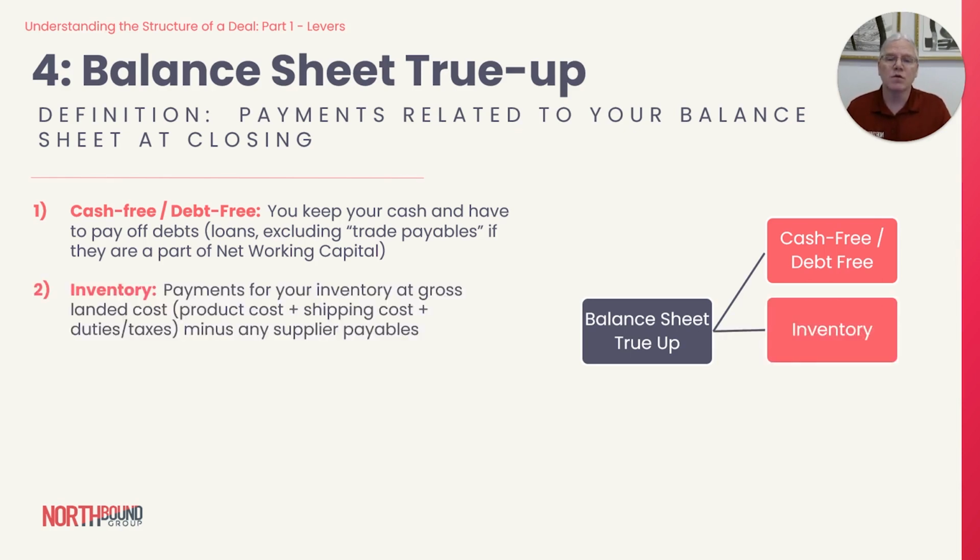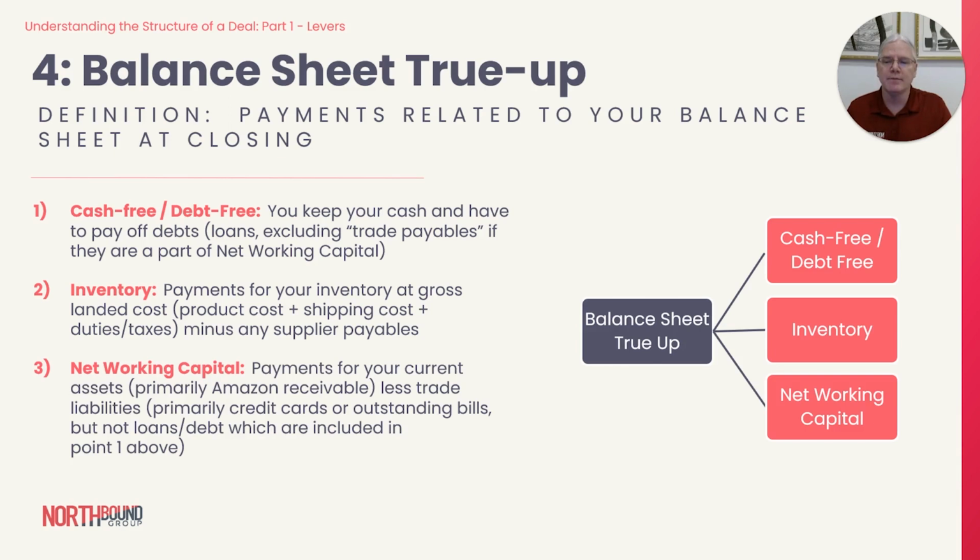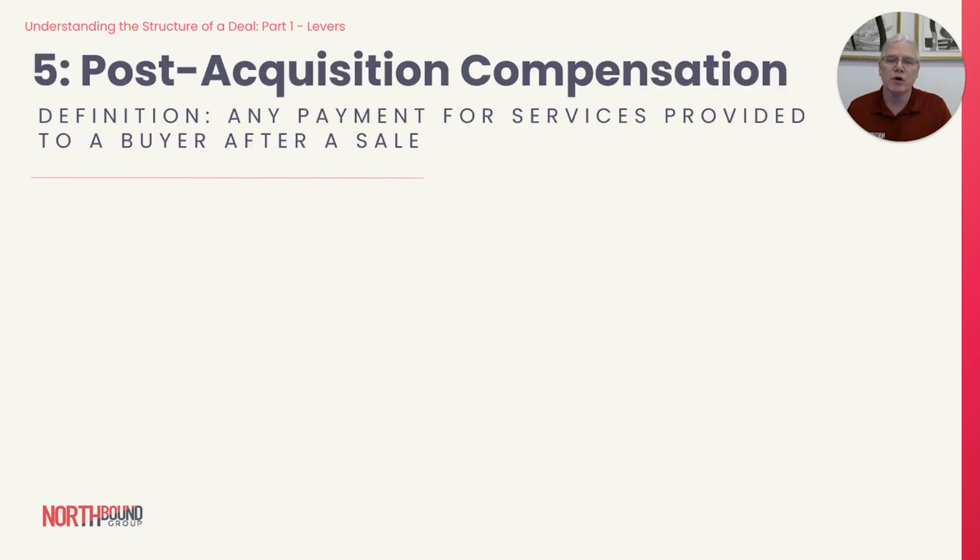Next up is inventory. Oftentimes it's treated as a separate transaction, but sometimes it's actually included in what's called a net working capital calculation and included in the offer. So you need to make sure to validate that. And then your net working capital, if it doesn't include your inventory, is still there, and it's defined as your accounts receivable less any trade payables that you have. And all of these, if you sell your business, will be adjustments to the purchase price.